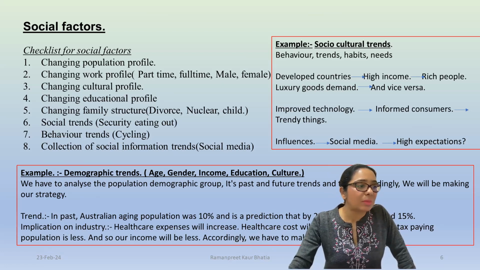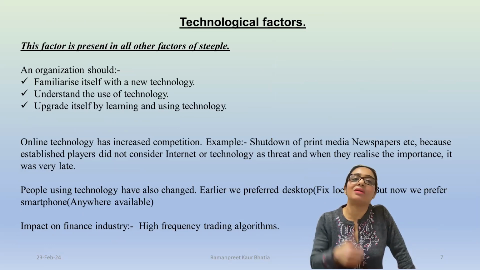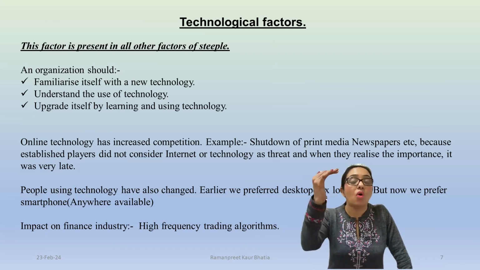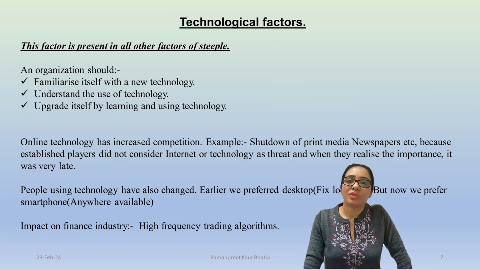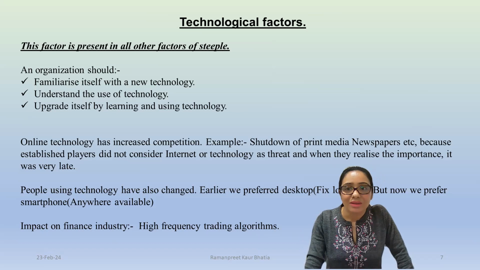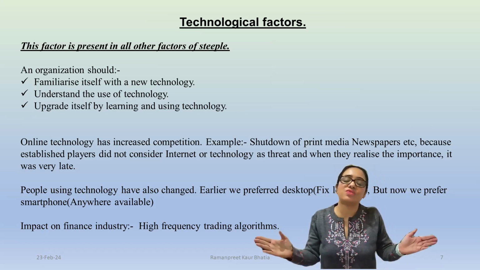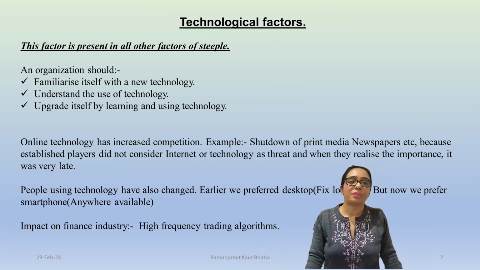Now we'll talk about the next factor, which is the technological factors. Now, technological factors, technically speaking, this is the most important factor among all seven factors of STEEPLE. Why? Technology is present in all spheres of the world these days.